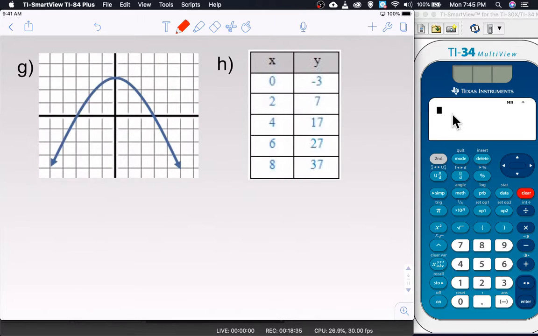All right, so letter G. Hopefully you said is nonlinear. It is a very curvy line. It is not a straight line. Linear means line, straight line.